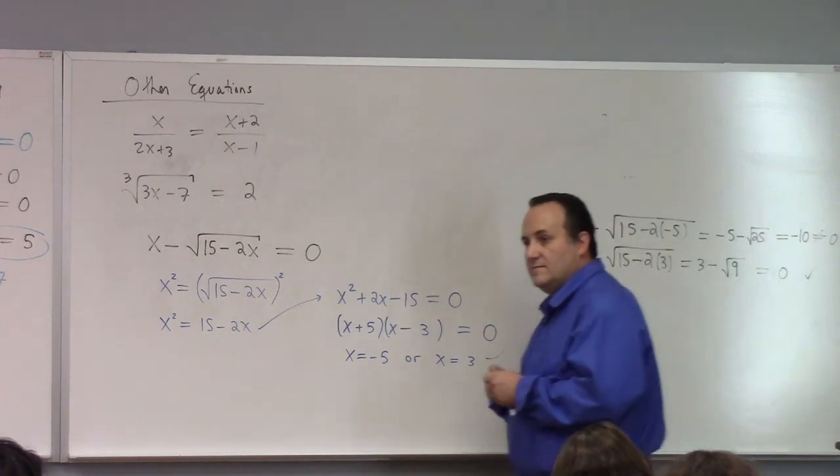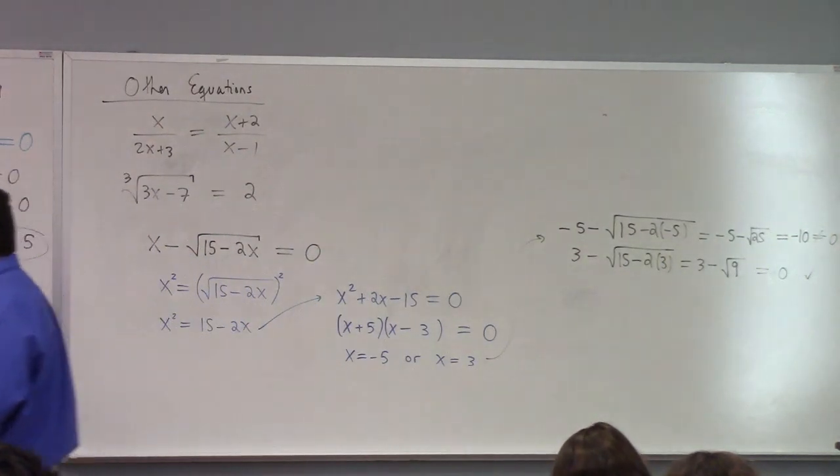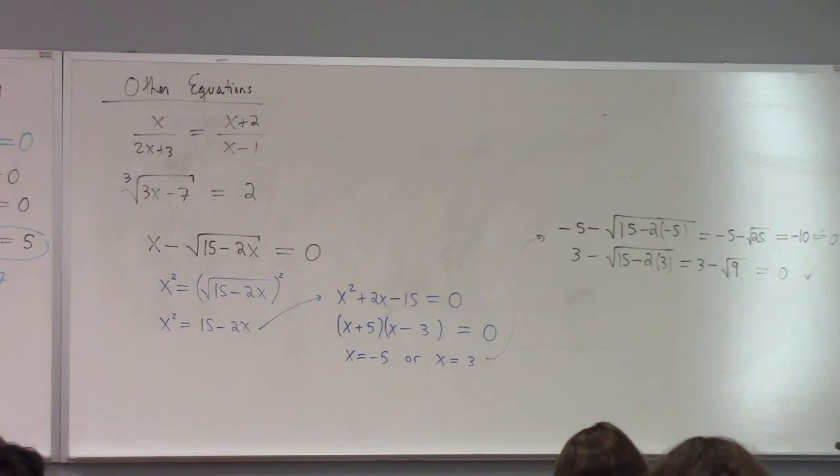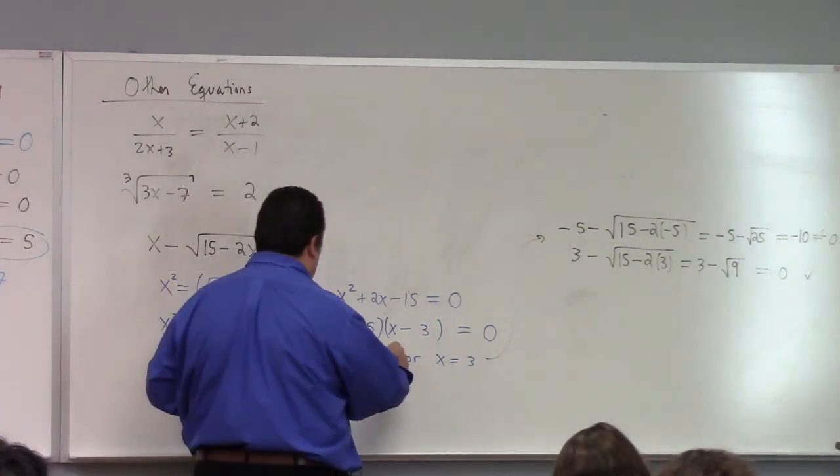So what's that mean? It's extraneous. Which one's extraneous? The bottom one. Which one? What did you say? The negative 5. This is extraneous right here.